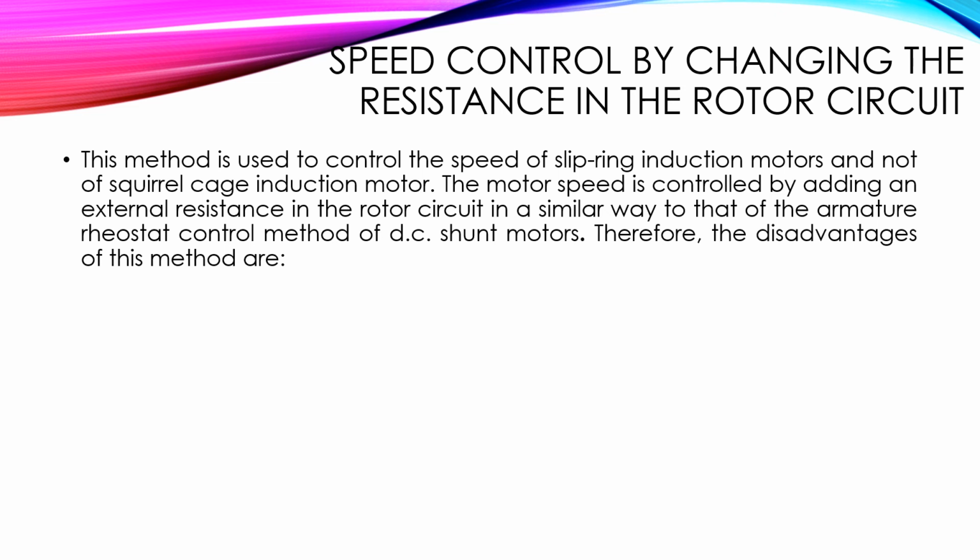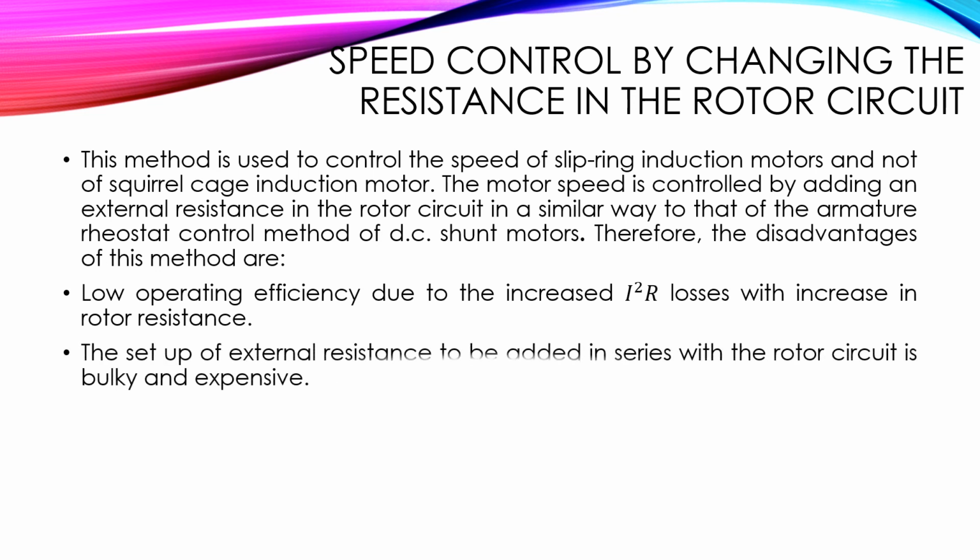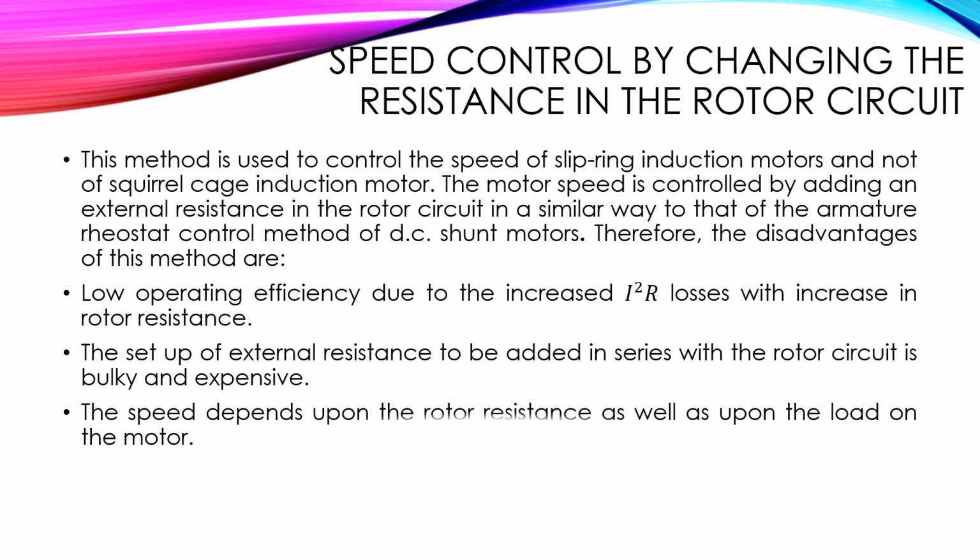Therefore, we can say there are some disadvantages of this method. There is low operating efficiency due to the increased I2R losses with increase in rotor resistance. The setup of external resistance to be added in series with the rotor circuit is bulky and expensive. The speed depends upon the rotor resistance as well as upon the load on the motor.